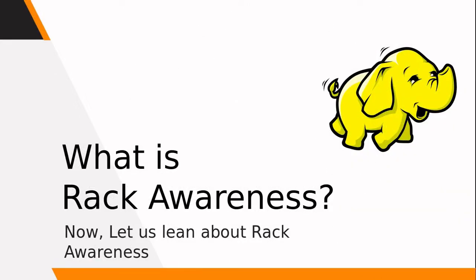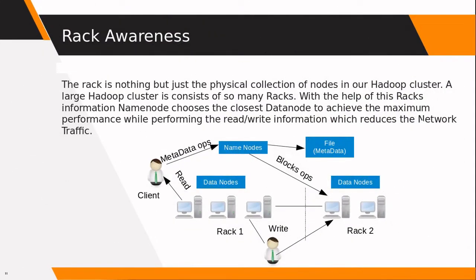Let us learn about rack awareness. A rack is nothing but the physical collection of nodes in our Hadoop cluster. A large Hadoop cluster consists of many racks. With the help of this rack information, the name node chooses the closest data node to achieve the maximum performance while performing read-write operations, which reduces the network traffic.